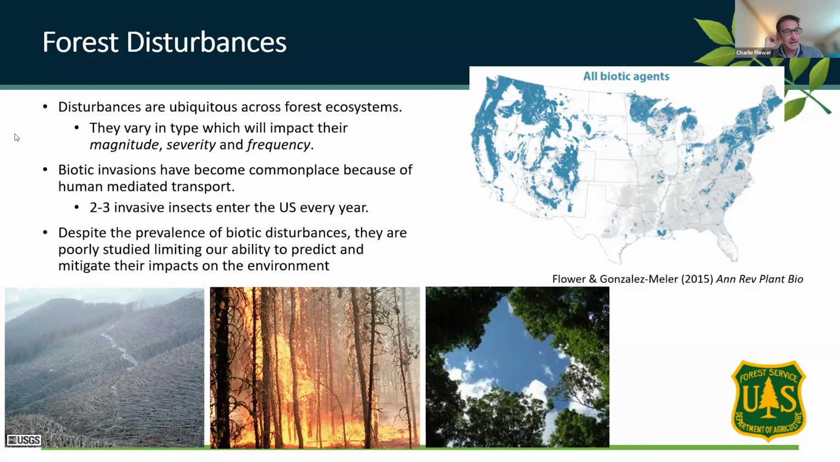Biotic invasions have become commonplace because of human-mediated transport, and so we're getting about 2 to 3 invasive insects every year into the United States. Despite the presence and the ubiquity of these invasive insects, little is known about the large scale impacts on the environment. That limits our ability to predict and mitigate their impacts on the environment.